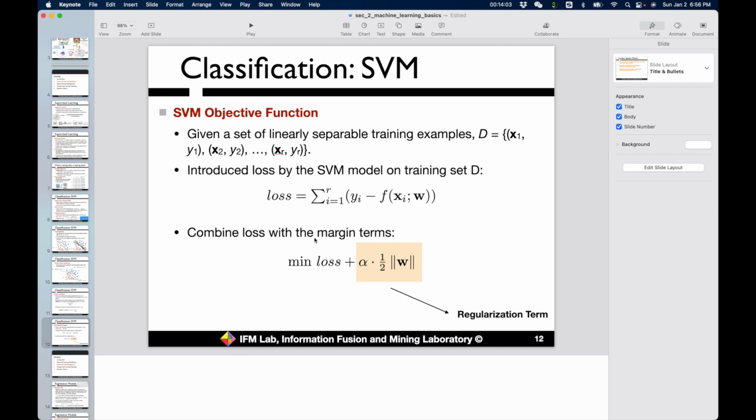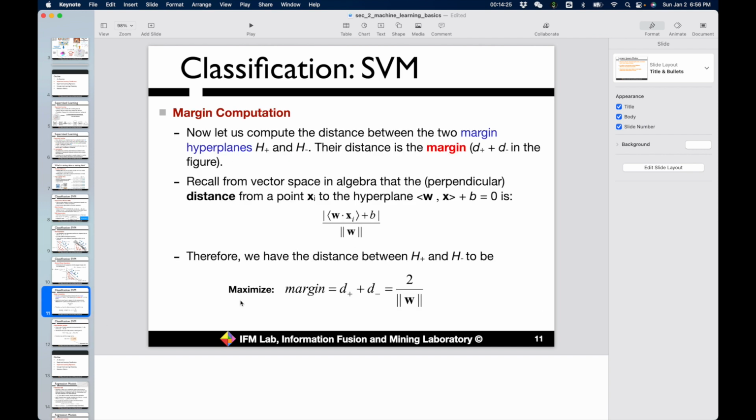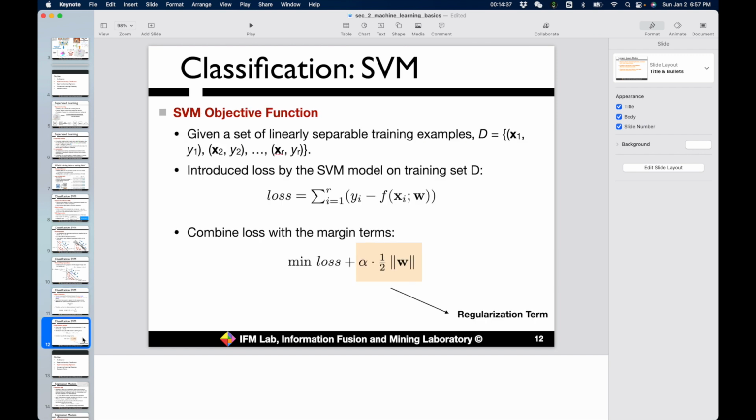So by combining the loss term together with the margin term, we can define the final objective function of this SVM to be the minimization of loss plus alpha times 1/2 times the L2 norm. You will find that this one is different from the previous one, because there we were doing maximization. We want to maximize the margin, which equals the minimization of the L2 norm over 2.